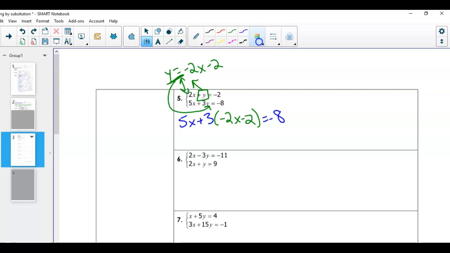And then I can start to solve this for x. Oops, that should be minus. I can combine my like terms. And start to solve for x. I'm going to add 6 to both sides. And then divide everything by negative 1.